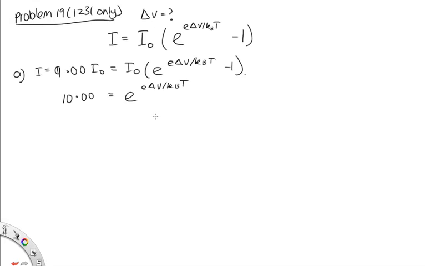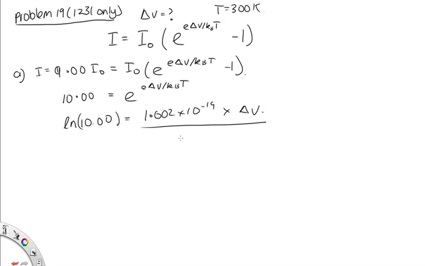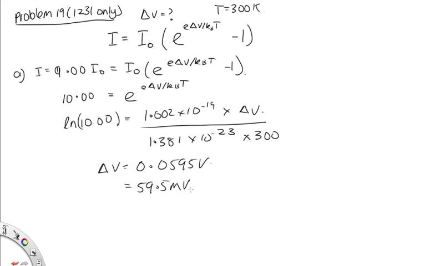So we just need to solve the log function. We're told lower down in the question that we can assume that T is equal to 300 kelvins. So we've got log of 10 is equal to E, which is 1.602 times 10 to the minus 19, times delta V over KB, which is 1.381 times 10 to the minus 23, times 300. So we just need to solve this on the calculator now, and we end up with delta V is equal to 0.0595 volts, which we could write as 59.5 millivolts if we wanted.